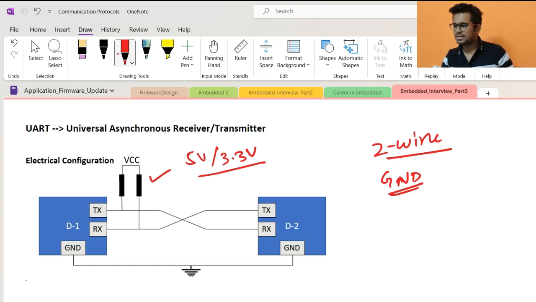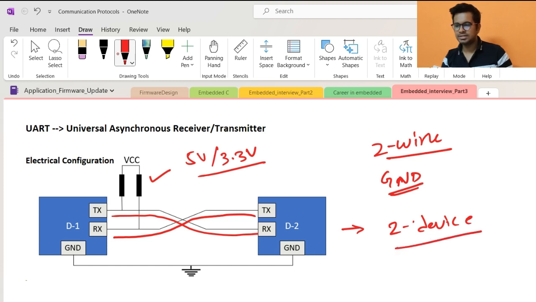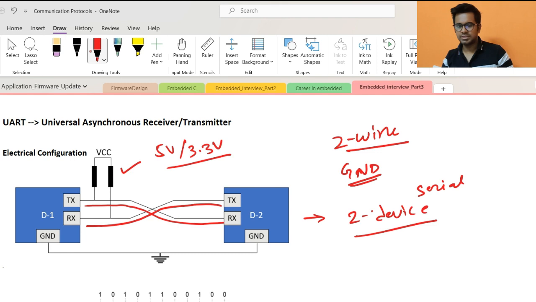Now the data is transmitted by TX and received at RX. T means transmit, R means receive. So whatever data is transmitted from TX will go into RX. Similarly, for the other device, whatever data is transmitted will go into its RX. One more thing: UART communication always happens between two devices. It's a serial communication that happens only between two devices. We cannot connect more than two devices in a UART.